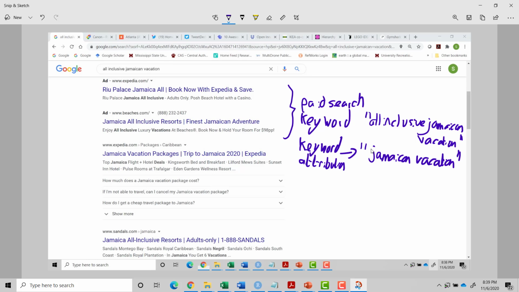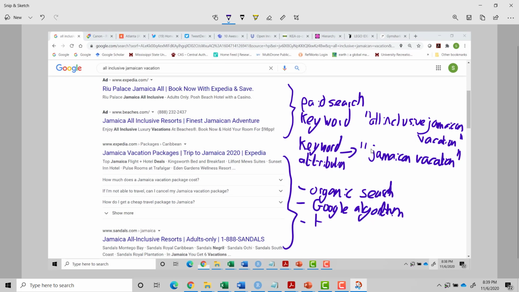Now from here down onwards, this is what's known as organic search. How high you are is determined by Google's algorithm, the basic version of which is called PageRank. This is based on something like how popular your website is. If my website has millions of views a day, it's more likely to be at the top than one with only 10 views.